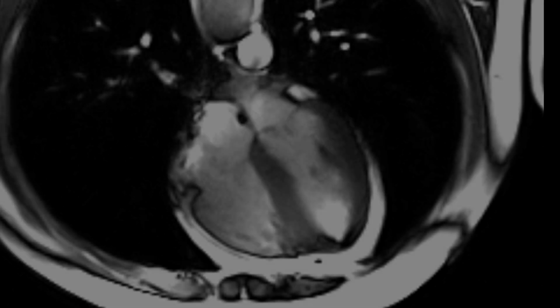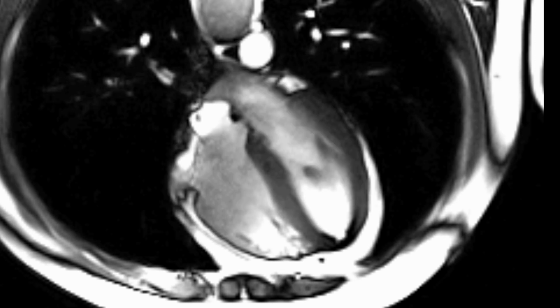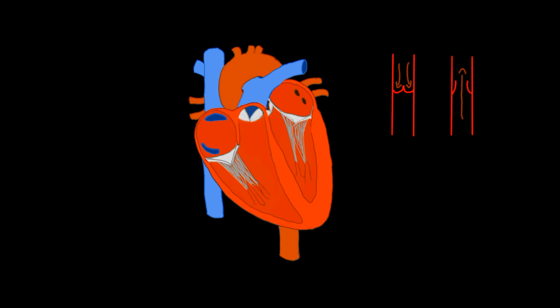The actual heartbeat follows the same basic path as the electrical signal that initiated it. The atria contract, then the ventricles. When the ventricles contract, the blood in them pushes the atrioventricular valves closed. These valves prevent blood from flowing backward into the atria. The blood also pushes the semilunar valves open, allowing it to flow into the pulmonary trunk and aorta.